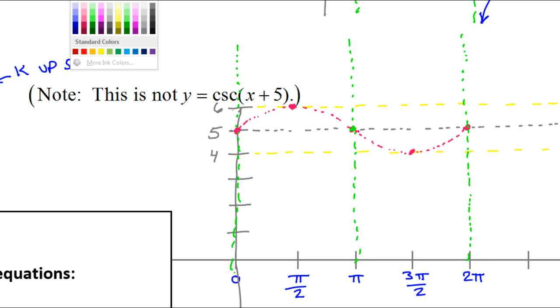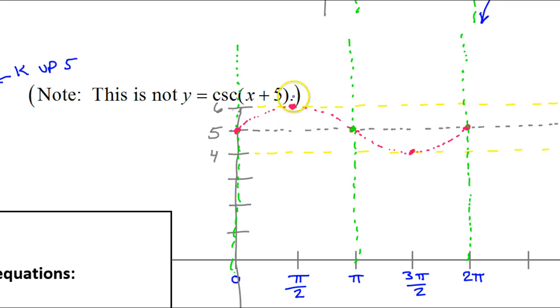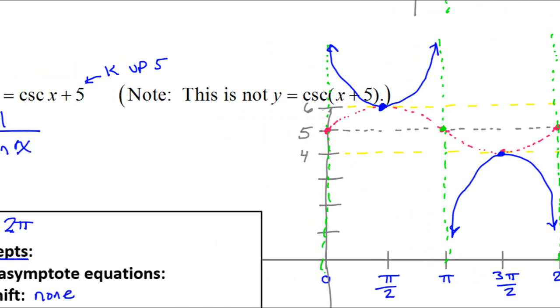Now I'm ready to draw the cosecant function. The cosecant is going to be right here at the top of the sine curve, and it's going to stretch out towards those asymptotes. And it's going to be right here at the low point of the sine function, and it's going to stretch out towards those asymptotes. So there you go, that is what this cosecant function is going to look like.